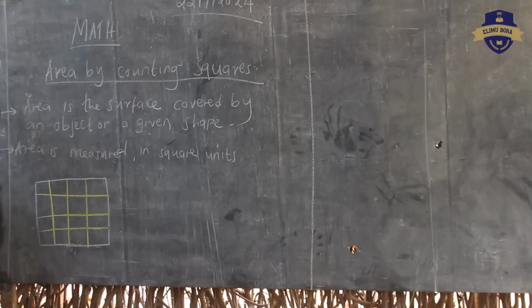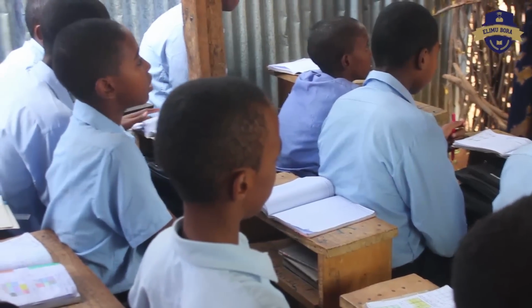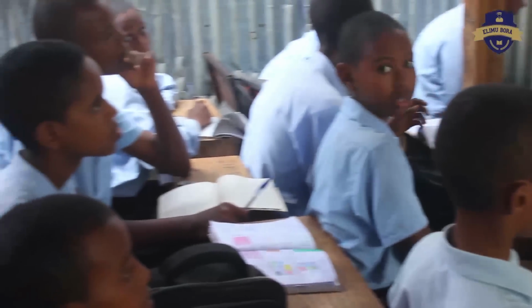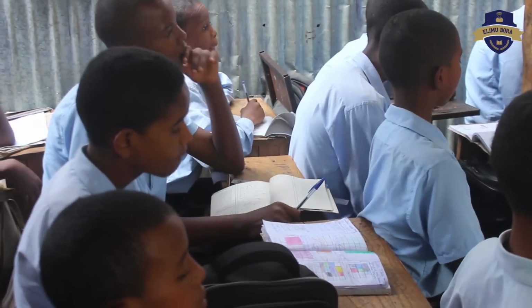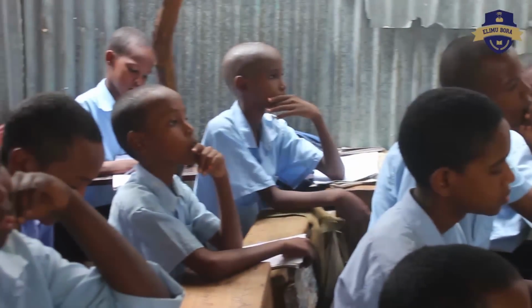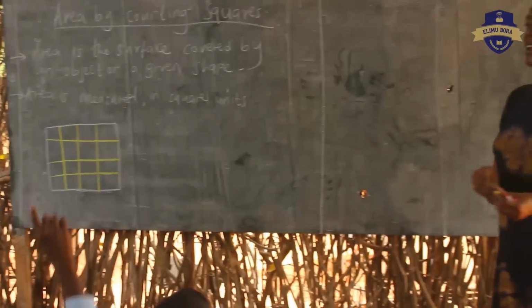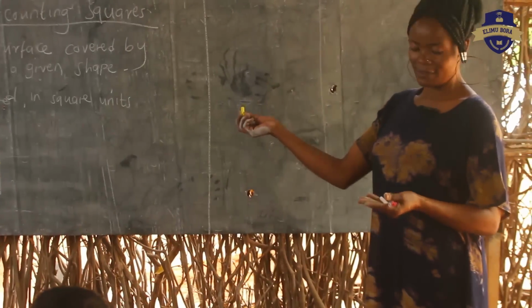This one is a big square. In this big square, we have drawn smaller squares. So, we want to know the area that is occupied by these smaller squares. And we are going to know that by doing what? By counting. So, who is going to count for us the area? Elias, can you go and do that?